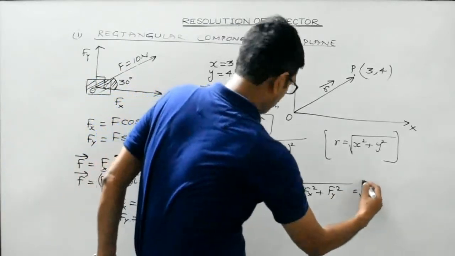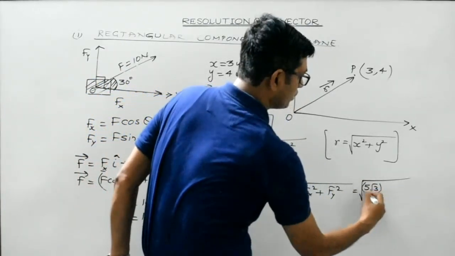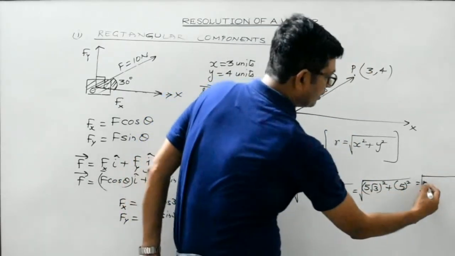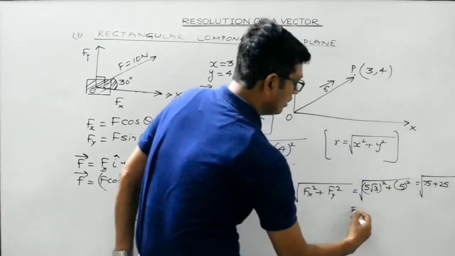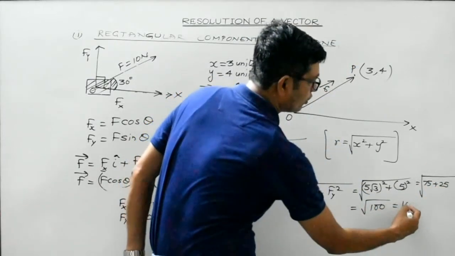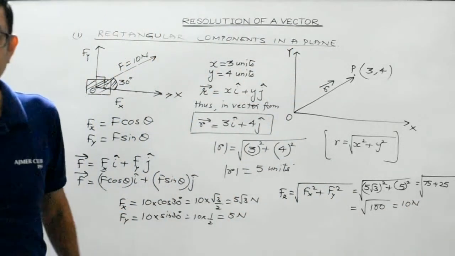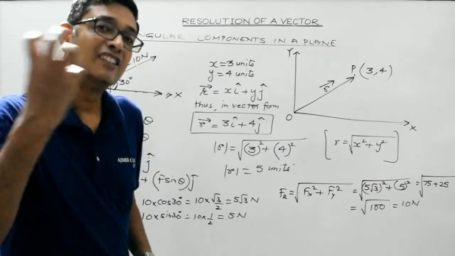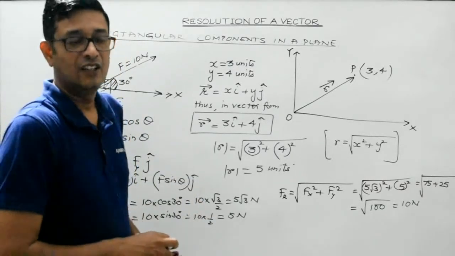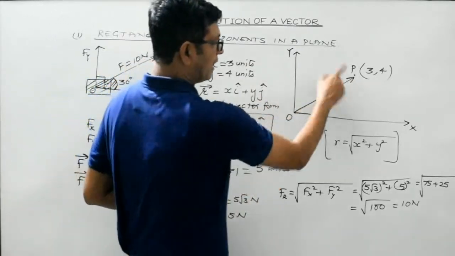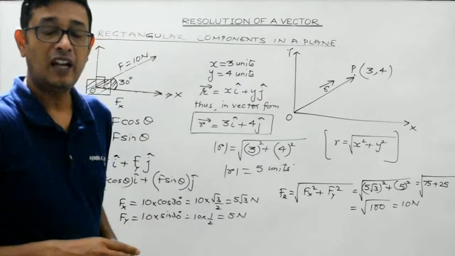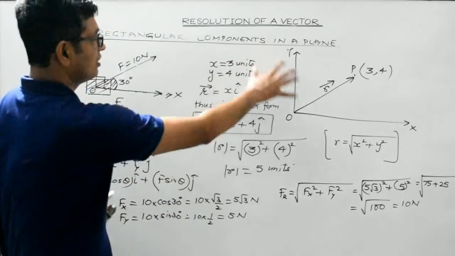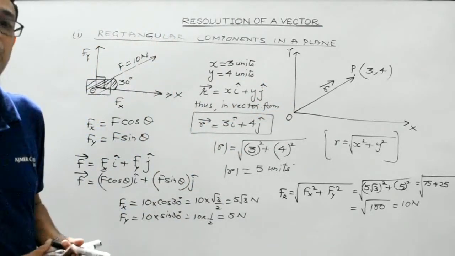Let's do it. So it will be equal to square root of (5 root 3) square plus 5 square. So what do you get? This is 25 into 3, 75 plus 25. So it is square root of 100, which is equal to 10 Newton. Thus verified. So students, I hope you have understood the composition of vector and resolution of the vector. Right? So this is how we can resolve a given vector into two perpendicular components. And those perpendicular components are known as rectangular components. So this was a two-dimensional case, rectangular components in a plane.